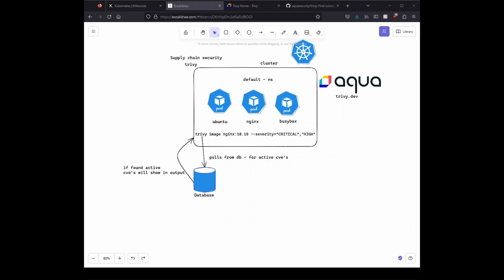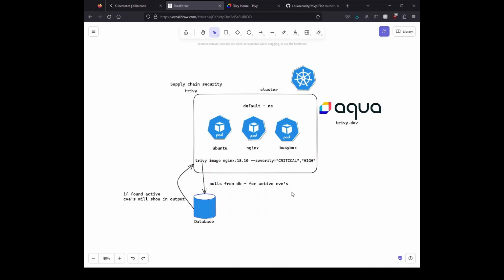Okay, so we are back. Essentially, I wanted to make a quick low-level diagram that depicts what we're going to do today.